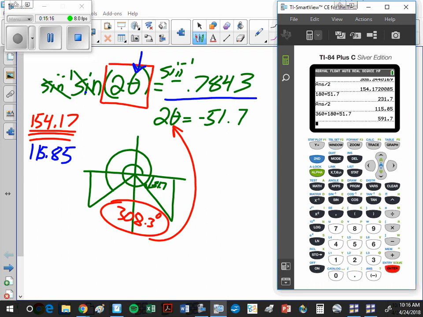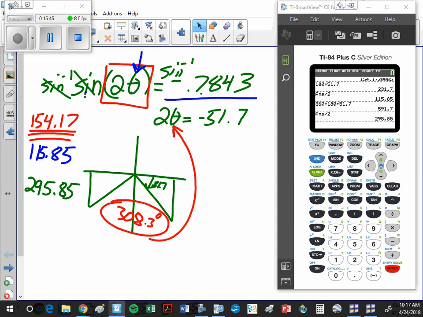Now that angle lands in quadrant 3. And I want to divide it by 2 to figure out which angle I multiply by 2 to take the sine to get that measure. Now, is 295.85 within the domain? Yes. So 295.85. Do I need to check another one? We better.